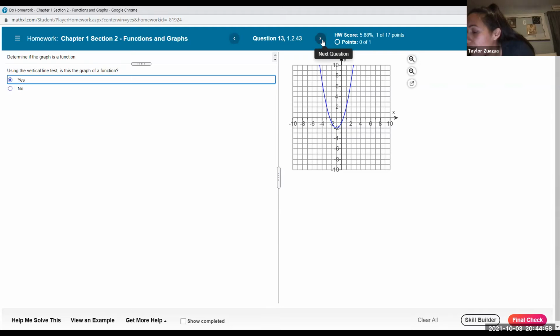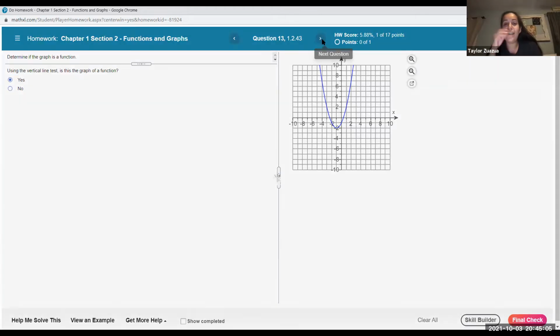Got it. Not a function if it touches it more than once. Gotcha. Now I understand that question a little bit more.